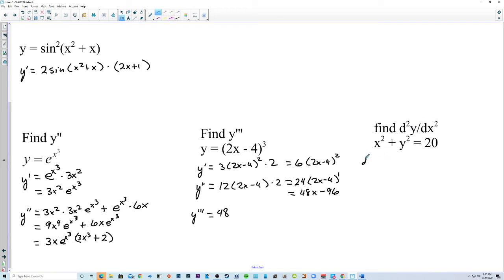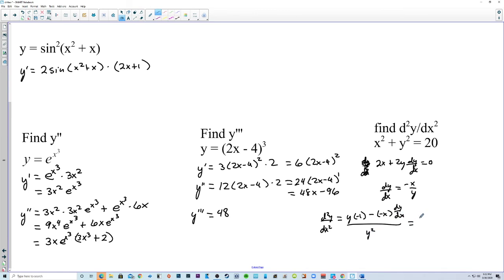Here we want to find the second derivative. The first derivative, I probably shouldn't write it like that. First derivative is 2x plus 2y dy dx is equal to 0. So the first derivative is, if we subtract 2x, divide by 2y, we get negative x over y. So the second derivative is equal to bottom times the derivative of the top minus the top times the derivative of the bottom over the bottom squared.